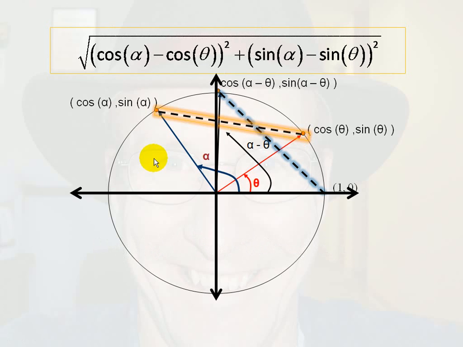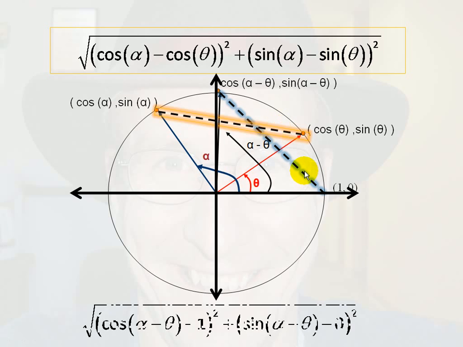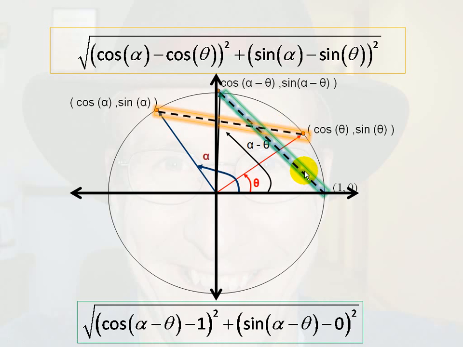Now mathematically, using the distance formula, notice in yellow I've indicated the length of that segment algebraically by the difference of the x's squared plus the difference of the y's squared, the square root of that, and also the segment in green from cosine of alpha minus theta, sine of alpha minus theta to 1, 0. That distance is the square root of also the difference of the x's squared plus the difference of the y's squared. Square root of that.